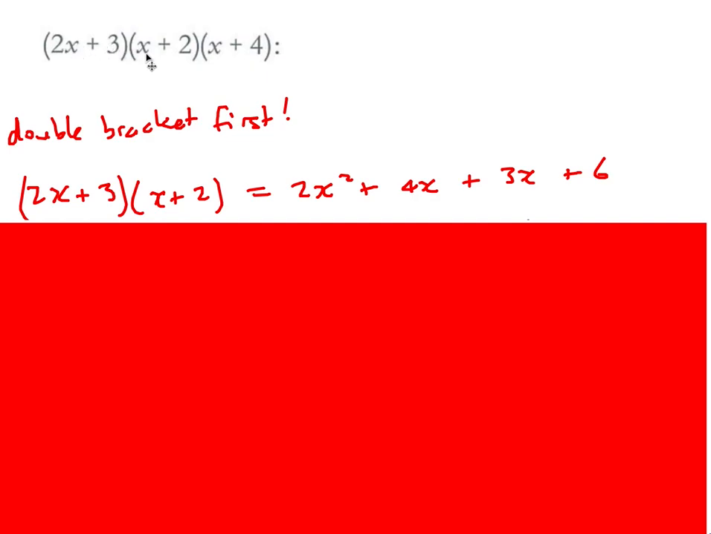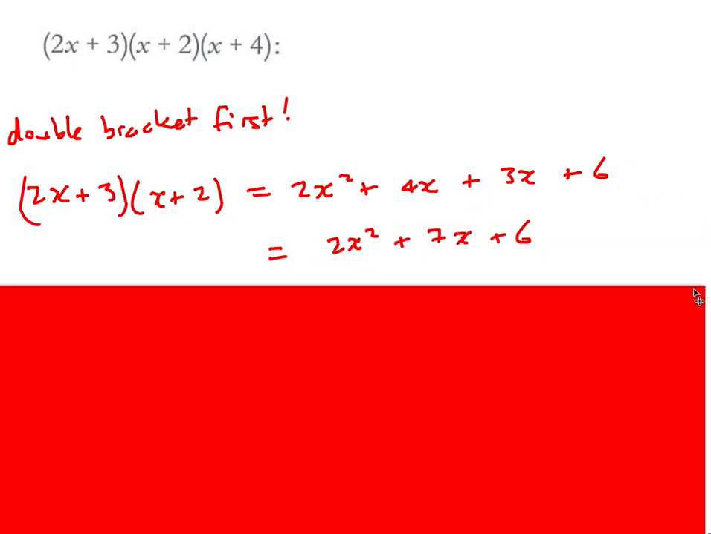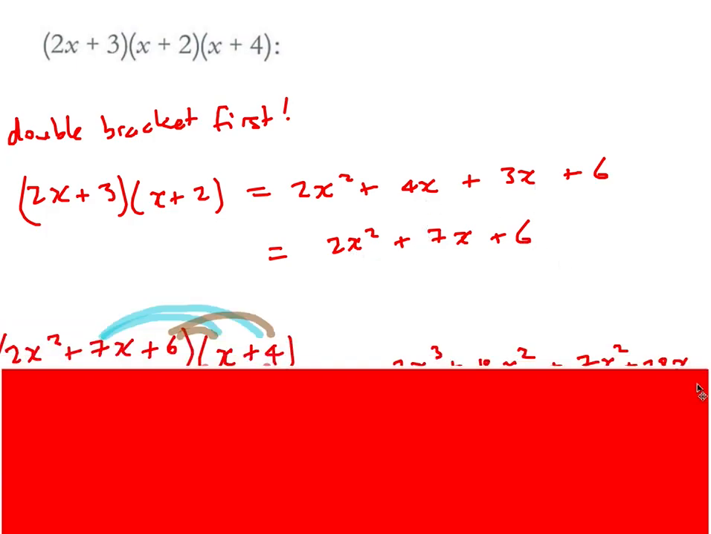So we'll do 2x plus 3 and x plus 2. Work out what does that give us. 2x times x, 2x squared. 2x times 2 is 4x. 3 times x is 3x. 3 times 2 is 6. And then simplify that. That's a 2x squared, I've got a 7x and I've got a 6.